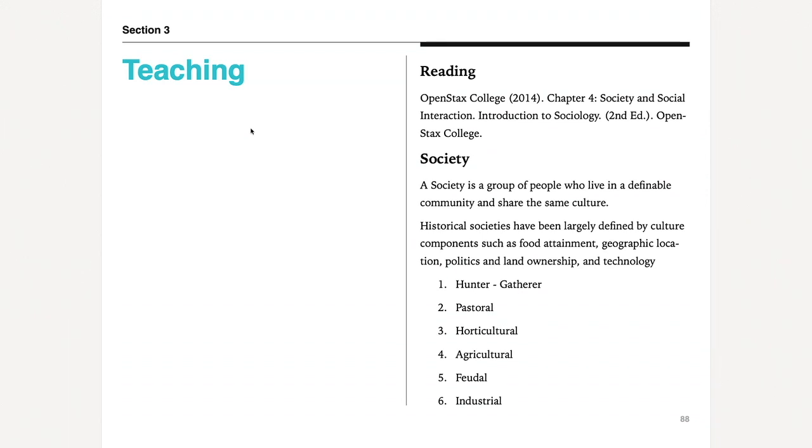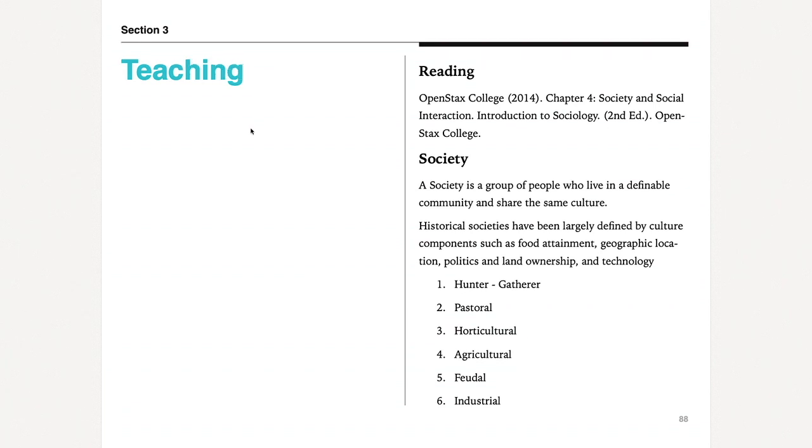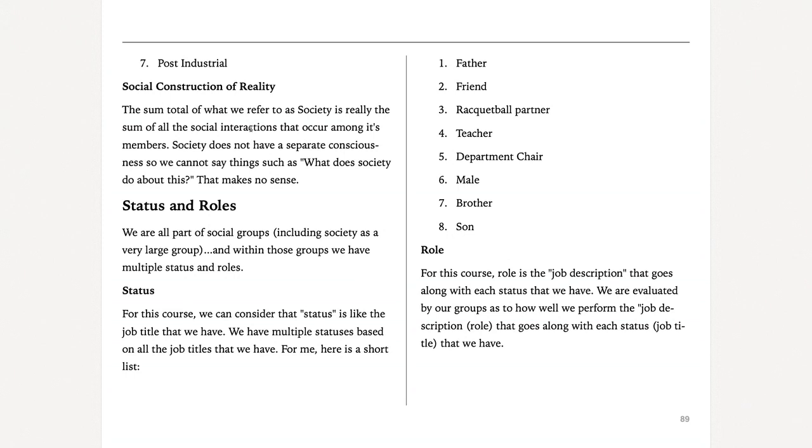Society in history. Because of technology, one of the forces of change in culture, from hunter-gatherer to pastoral, horticultural, agricultural, feudal, industrial, and then post-industrial, we see society has changed, and so have our statuses.